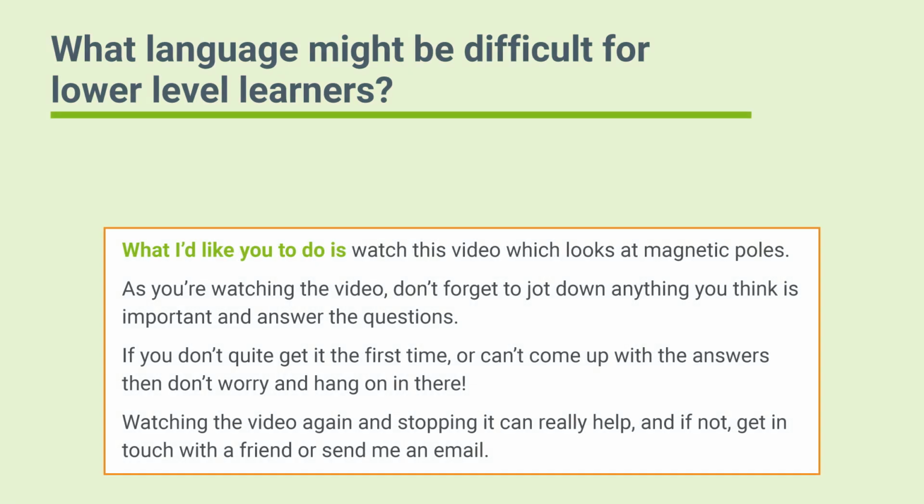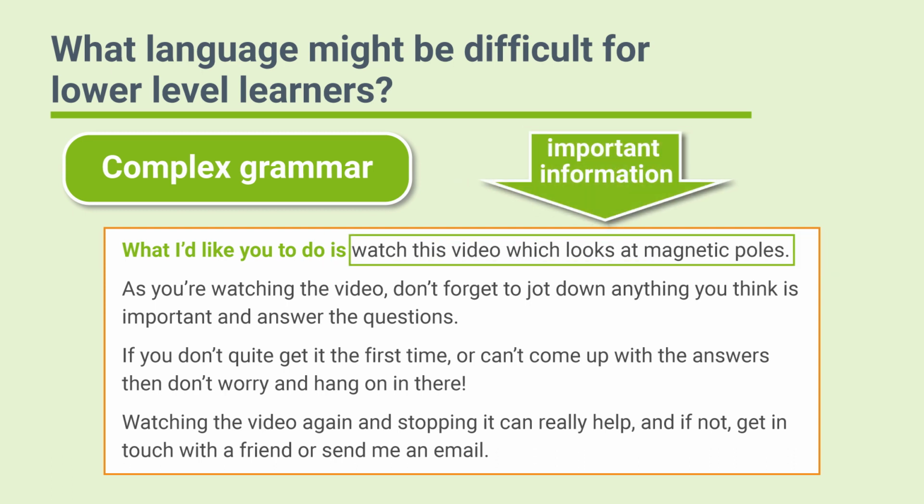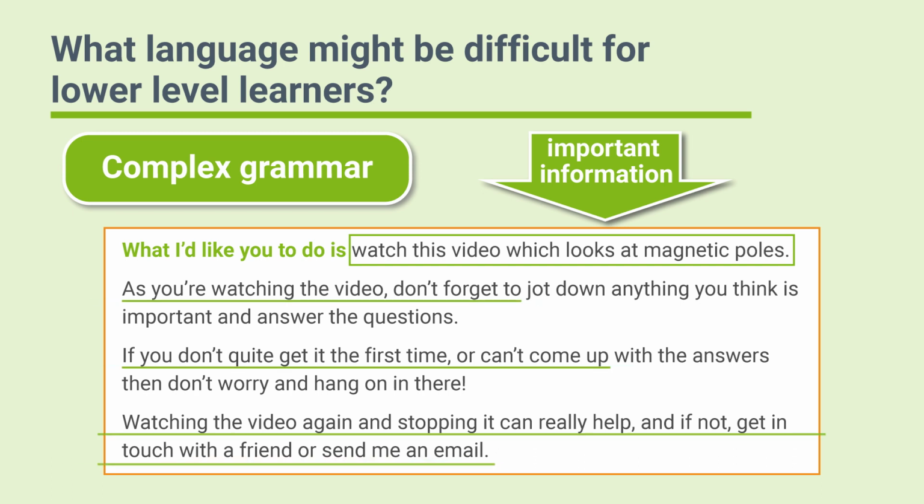The first thing that might be problematic is complex grammar. For example, we have this sentence here at the start. The purpose of the text in green is to point the learner towards the information which is important. However, for EAL learners who are new to English or at the early acquisition stage, this simply provides more language to have to get through to find the actual instructions. Here are other examples of complex grammar in this instruction.